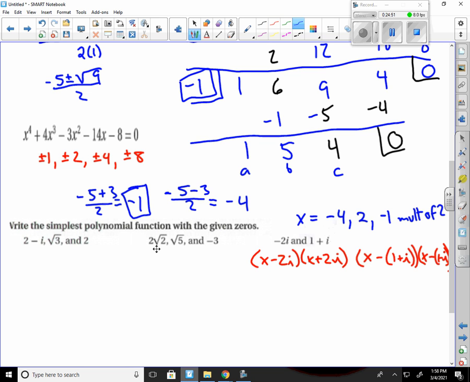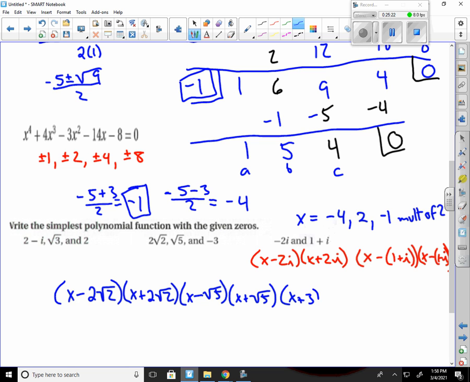Our middle one would have been the only one that we had to multiply out. And on your quiz on Monday, I'm not even going to give you one that's this bad. But it would be x minus 2 root 2 times x plus 2 root 2, x minus root 5 times x plus root 5, times x plus 3.